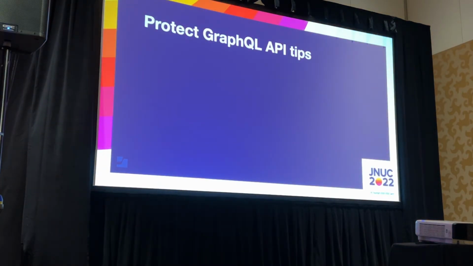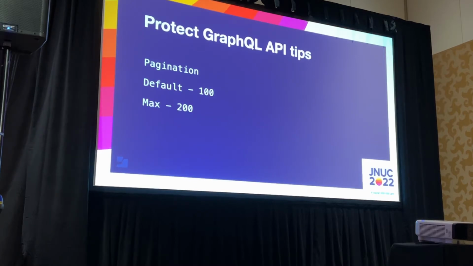So, a couple of tips on how to integrate with the API. Pagination, really important. So the maximum amount of records that you're going to get per request. If you don't specify that, we set it by default to 100, and the maximum size that is available is 200.